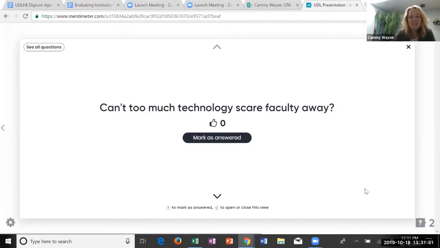Can't too much technology scare faculty away? Yes, right? And that's why I think that innovation lab is so important. Or even another idea was having these tech showcases so that everyone will have a chance to see what is out there before we start bringing in way too much technology, and then faculty and staff won't use it because of the learning curve and all that's involved. So I think it's important to make sure we really look at these technology purchases and make sure they're going to be used.